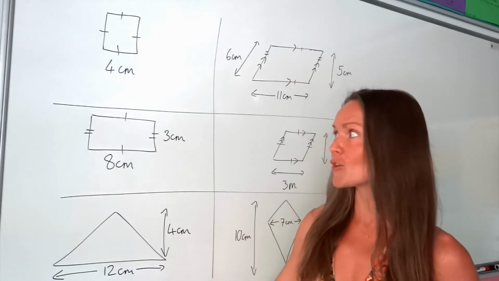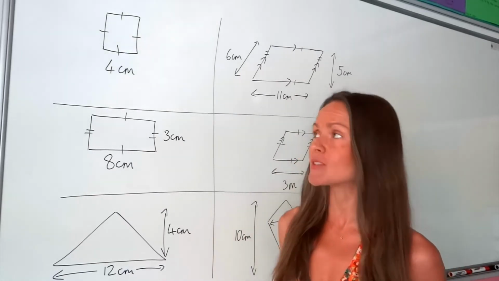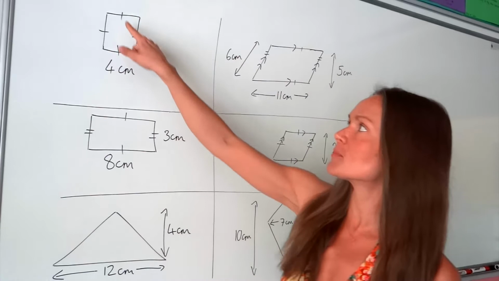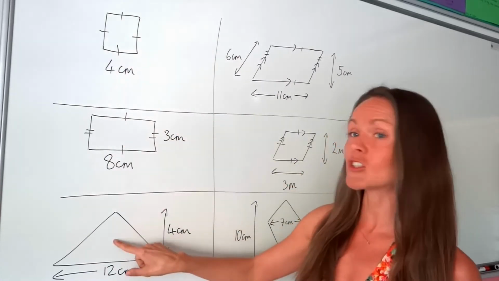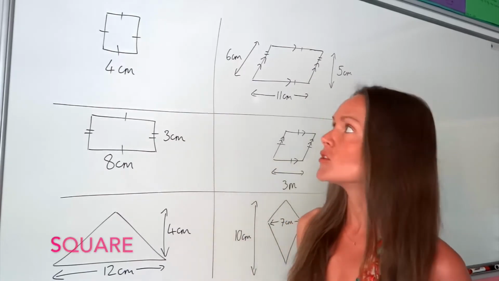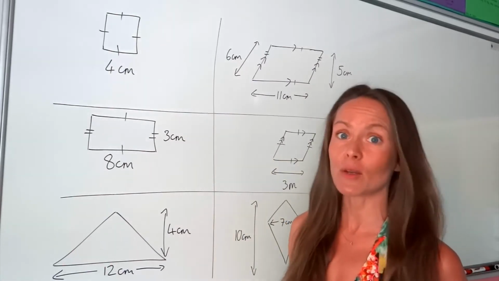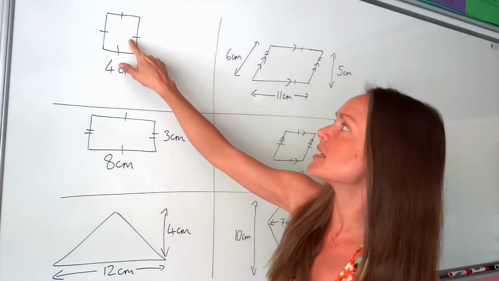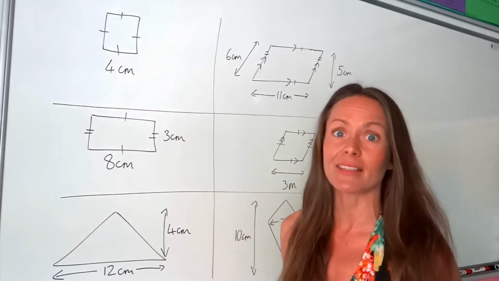In this video, I'm going to show you how to work out the area of shapes. So the area is just the space inside the shape. In the first example up here, we've got a square. All the sides are of equal length. That's what these dashes mean here. All the sides are exactly the same length.